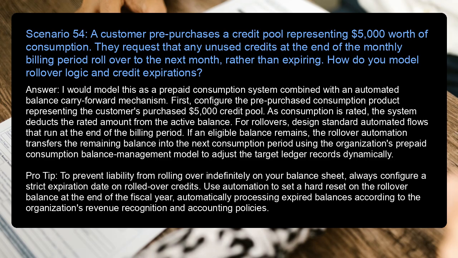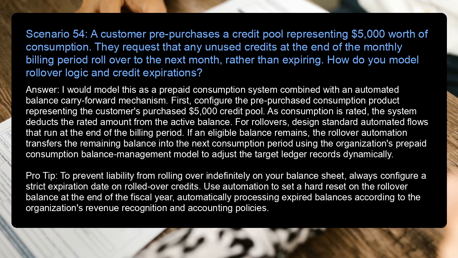Answer: I would model this as a prepaid consumption system combined with an automated balance carry forward mechanism. First, configure the pre-purchase consumption product representing the customer's purchased $5,000 credit pool. As consumption is rated, the system deducts the rated amount from the active balance. For rollovers, design standard automated flows that run at the end of the billing period. If an eligible balance remains, the rollover automation transfers the remaining balance into the next consumption period using the organization's prepaid consumption balance management model to adjust the target ledger records dynamically.